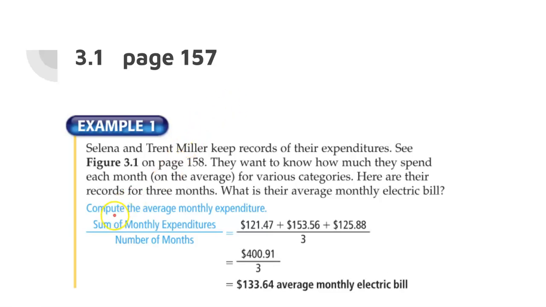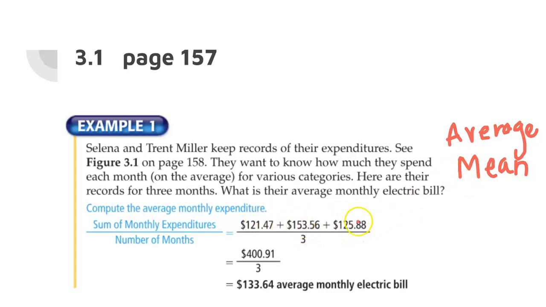As you can see here, the formula is on your note-taking sheet. It's the sum of the monthly expenditures divided by the number of months. So we are going to be finding the average of items, or another name for average is mean. Okay, so we've learned how to do this and reviewed this. That's pretty much what you're going to be doing today.